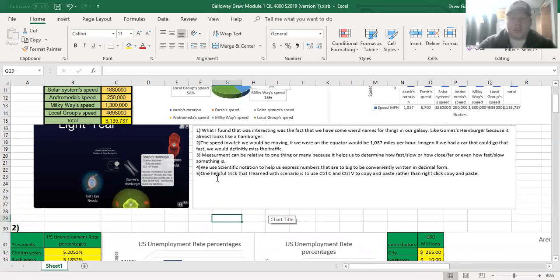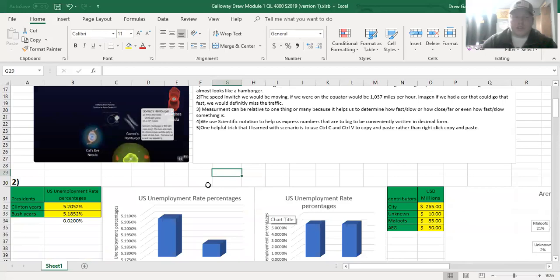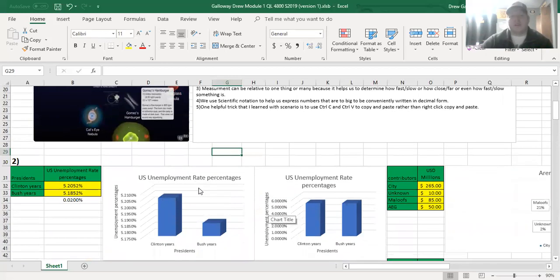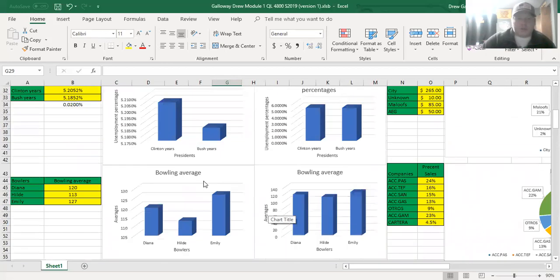One helpful trick that I learned in this scenario is Control-C, Control-V. A lot of times I've run into problems where I haven't been able to right-click and copy and paste. So I have learned now that you can just use Control-C and Control-V. That helps you do the same thing that you're trying to do. On to number 2.